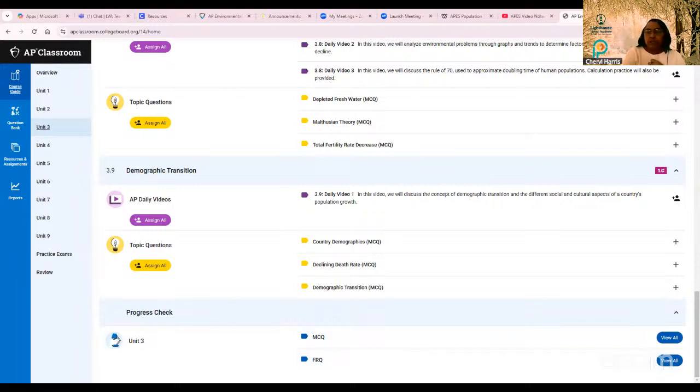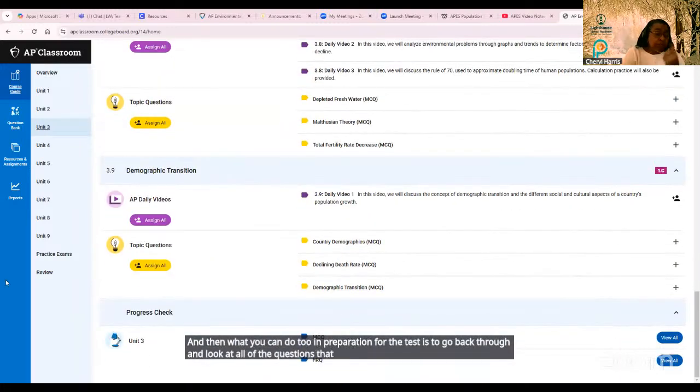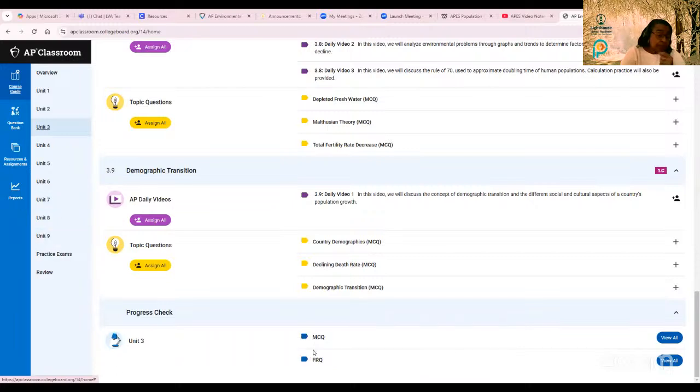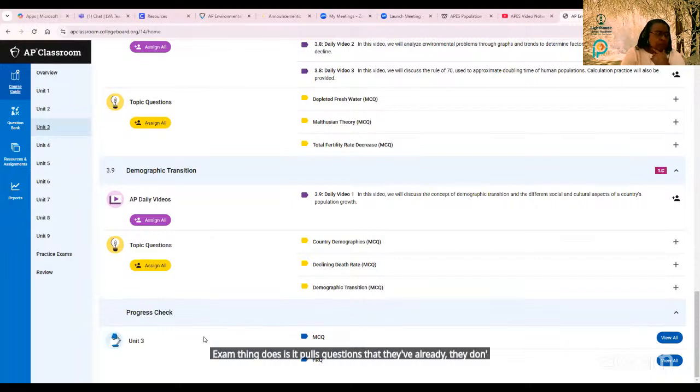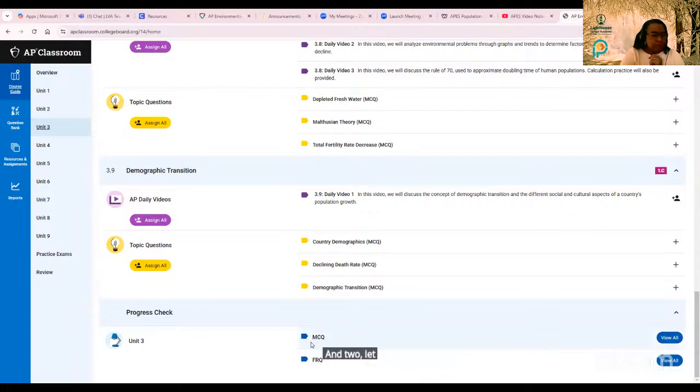And then what you can do too in preparation for the test is to go back through and look at all of the questions that you've already done, because what the exam thing does is it pulls questions. They don't create new questions. They pull questions that have already been asked. So when I pull together a test, it's usually from questions that you've seen already. So go back and look at the questions that you don't have. MQ, let me see. Unit 3.